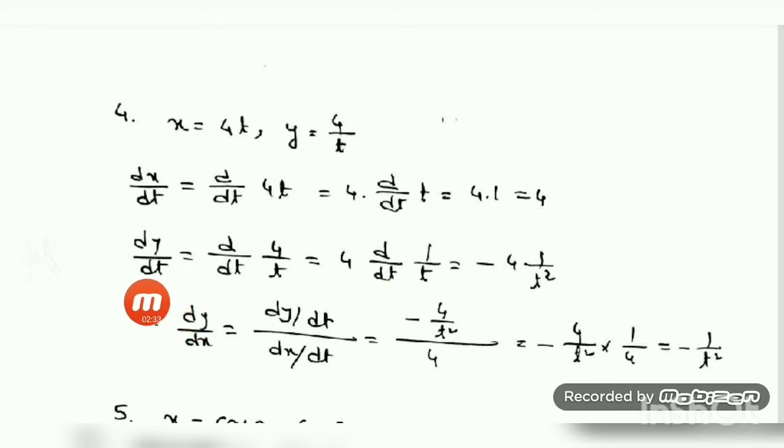Similarly, dy/dt is equal to d/dt of 4 by t square. 4 is constant, I am taking outside. Then d/dt of 1 by t will be left. What is the derivative of 1 by t? It's minus 1 by t square. Okay, so it is done.